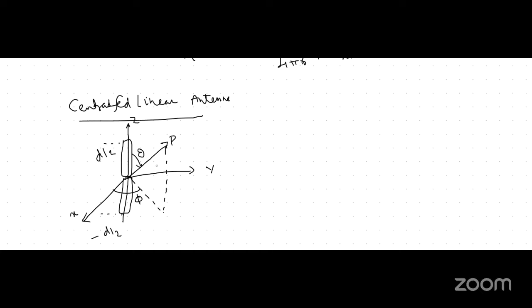What we have considered here is a center-fed linear antenna, consisting of two thin wires of length d by 2, one above and another below, which are oriented along the z axis. At the midpoint we have the origin.